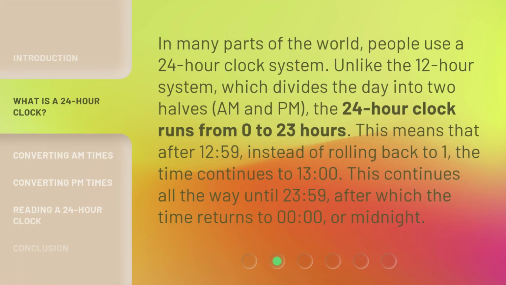In many parts of the world, people use a 24-hour clock system. Unlike the 12-hour system, which divides the day into two halves, AM and PM, the 24-hour clock runs from 0 to 23 hours. This means that after 12:59, instead of rolling back to 1, the time continues to 1300. This continues all the way until 23:59, after which the time returns to 0000, or midnight.